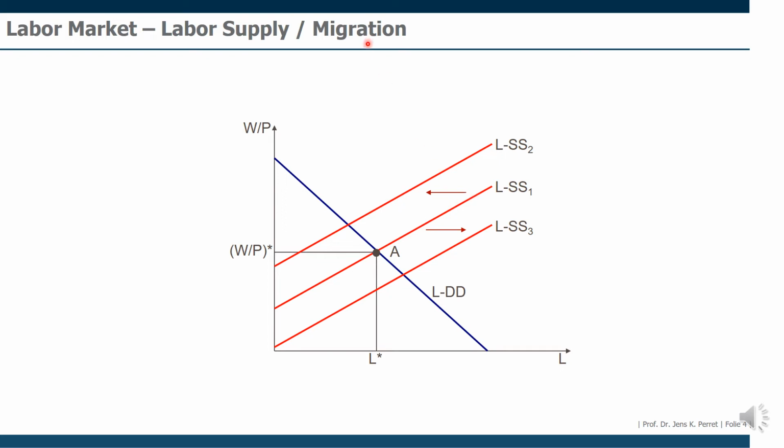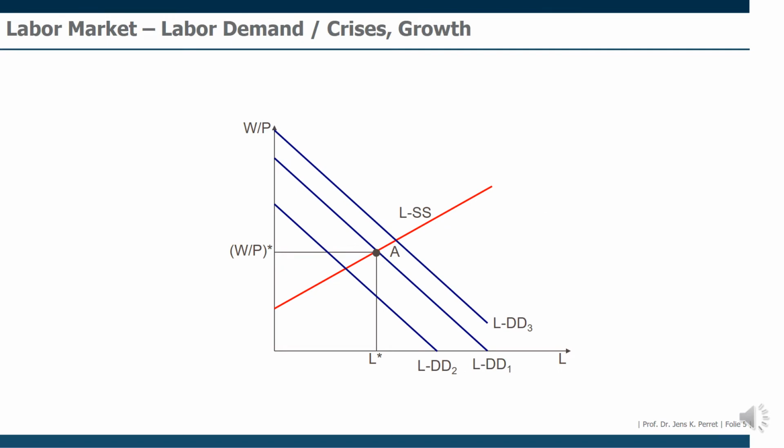One of those aspects is migration. The other is the whole discussion of population growth, of demographic change, which can also be discussed in this context, and the effects thereof can be discussed. However, labor supply is not the only thing to consider here. We can also consider changes in labor demand.